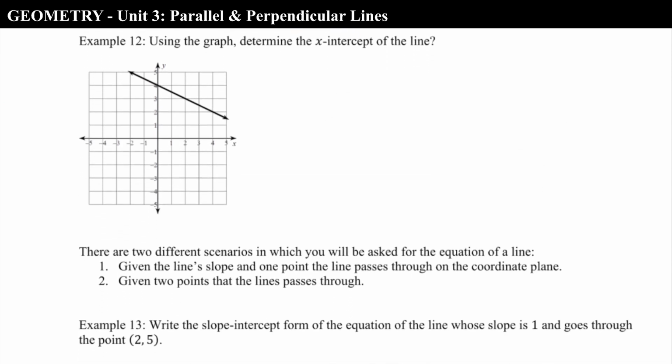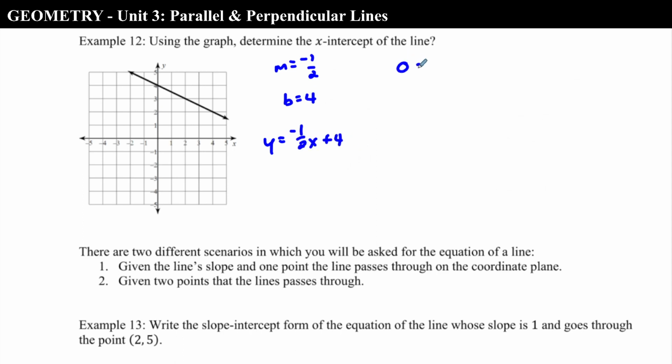For example 12, we're going to determine the x-intercept of the line. Well, we can't see what it is on the graph because the graph stops before then. So let's find out what the equation is. So we have our slope of this line, which is rise of -1, run of 2, so -1/2. Our y-intercept is 4. So the equation of our line is y equals -1/2 x plus 4.